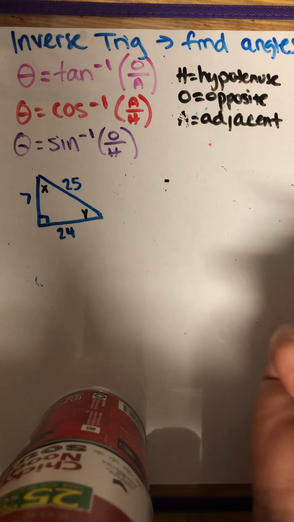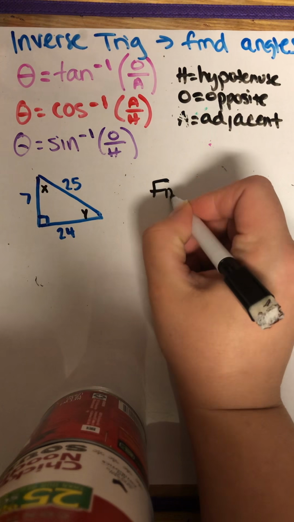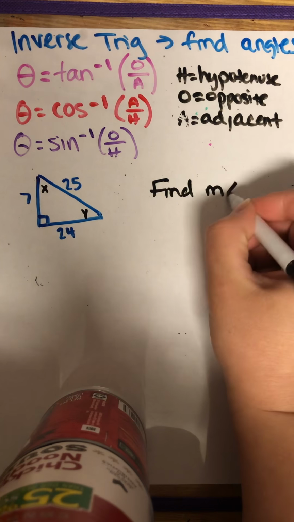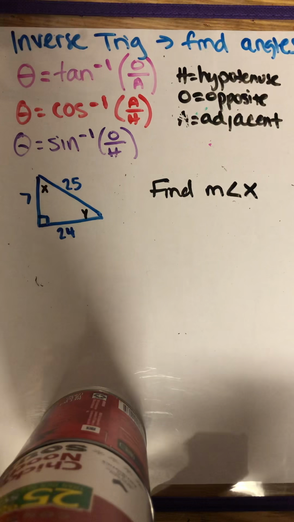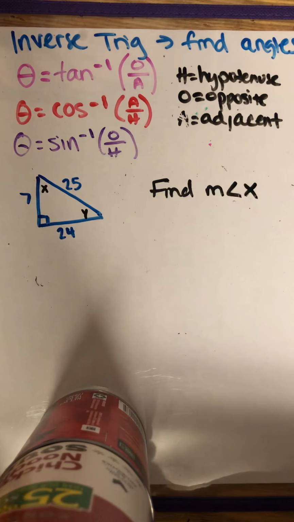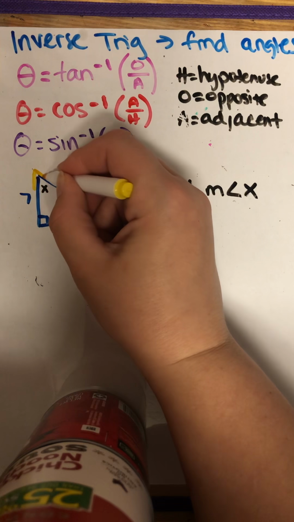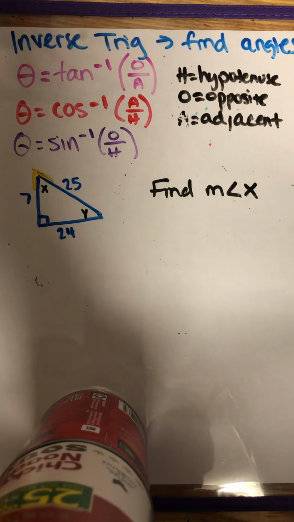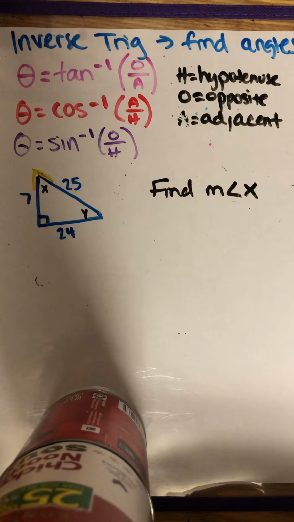And then they could label our angles. So we have angle X right here and angle Y. And then they can say, find the measurement of angle X. So the first thing we need to do is label our sides. We always have to label our sides. And to do that, we need to identify where we're looking from. In this case, we're looking from angle X. So I put a little mark so I know where I'm looking from.